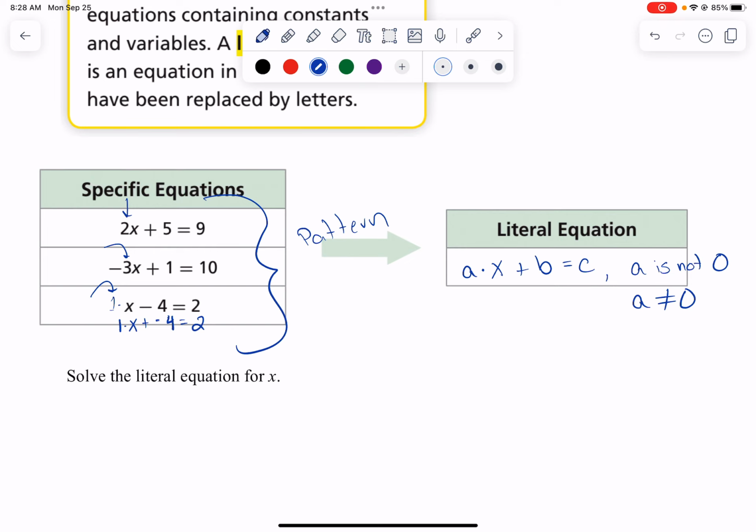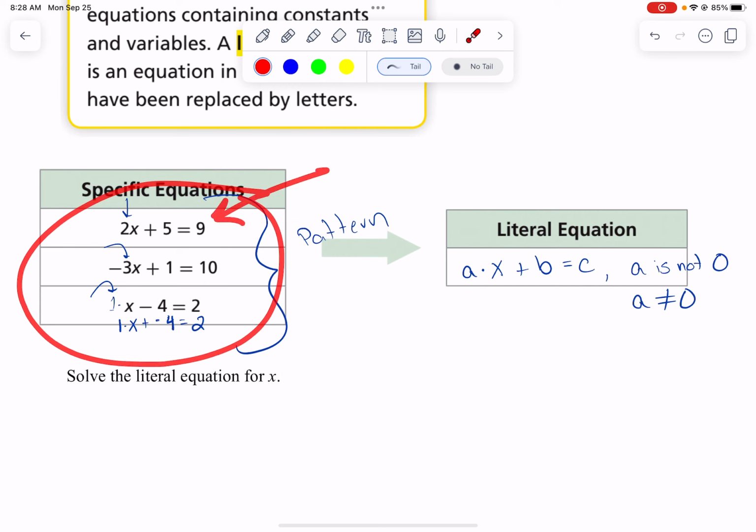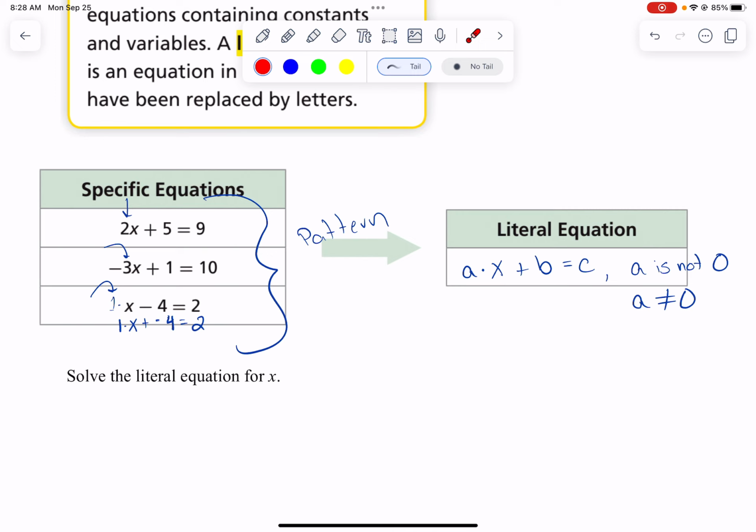All of these have the same pattern. Now I could solve each of these individually. Like I could take each of these and solve them individually. I could solve that guy, I could solve this guy, I could solve this guy. But when I solve each of them, I'm going to be going through the same steps. I'm going to be adding the same thing to both sides and dividing the same thing to both sides.